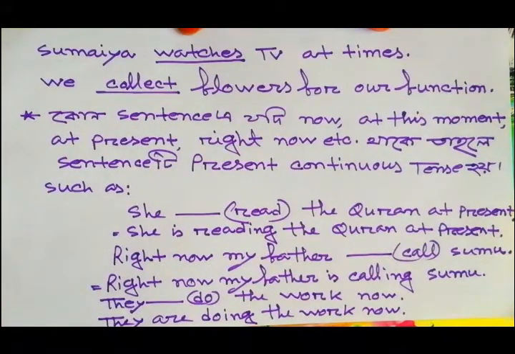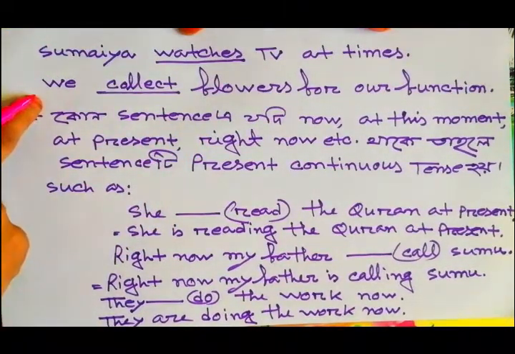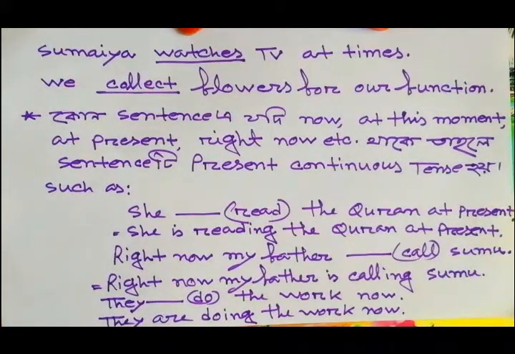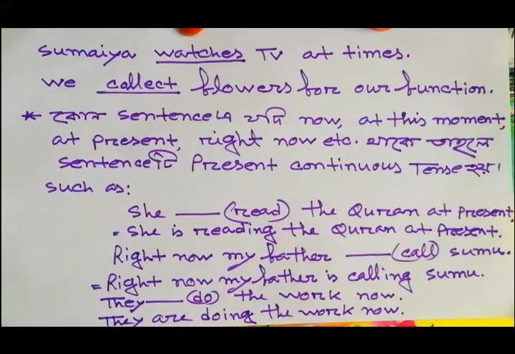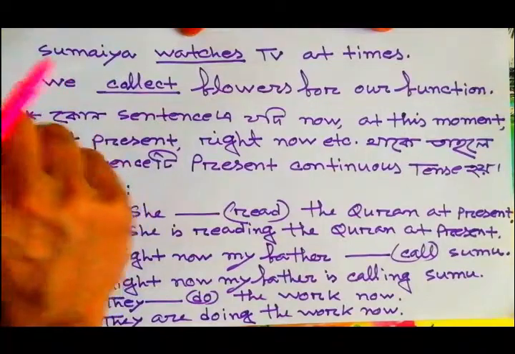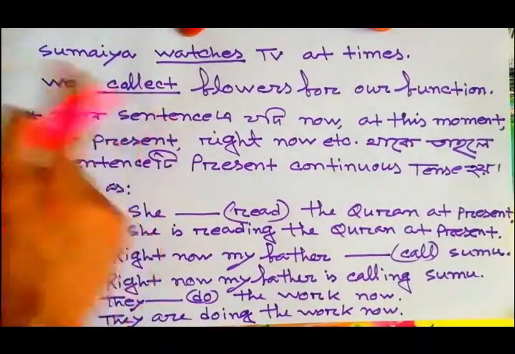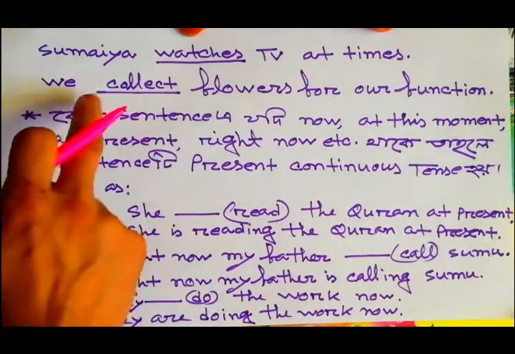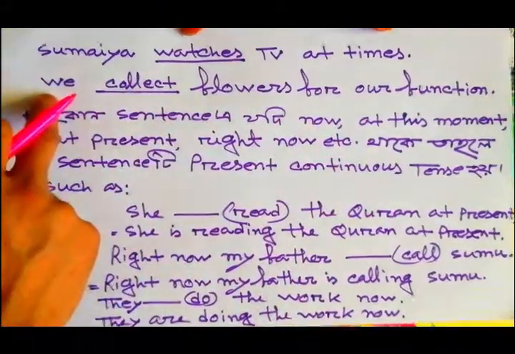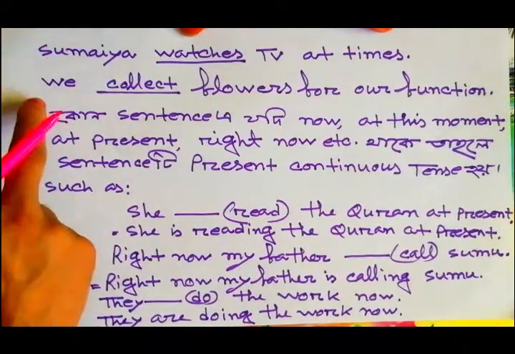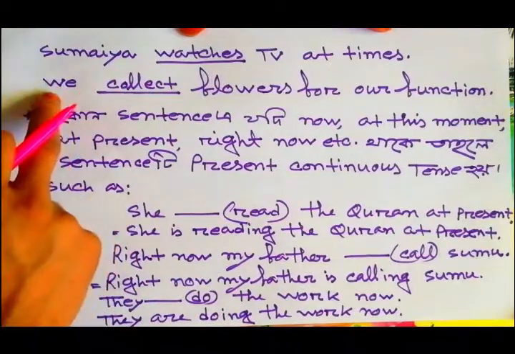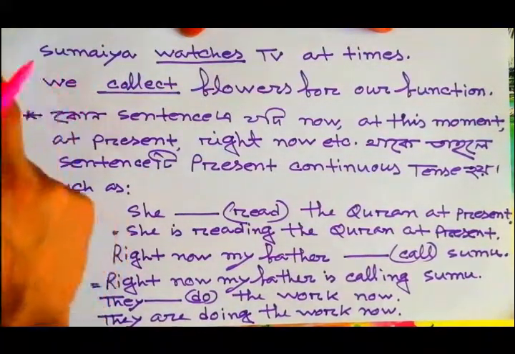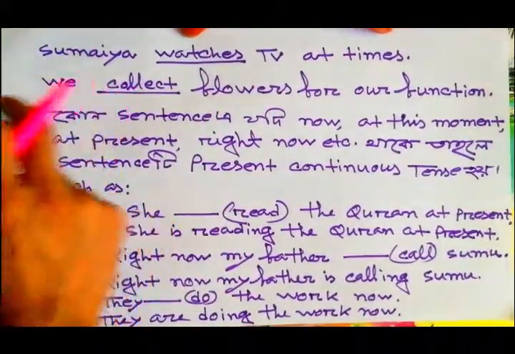Have you understood, everybody? Okay, please listen to me and look at the fourth example. We collect flowers for our function. Please listen to me. We collect flowers for our function. In this sentence, there is no mention of a fixed time. For this reason, the sentence is present indefinite. So we can follow the structure of present indefinite. Otherwise, we want to know from you, what type of subject is it? We know the subject is first person. For this reason, we can use the verb without s or es, because we are not third person, we are first person. So the right answer will be: we collect flowers for our function.